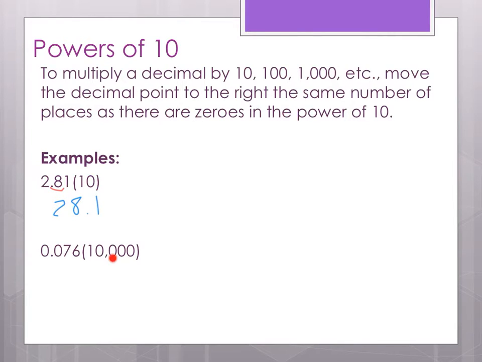Here I have 1, 2, 3, 4 decimal places, or 4 zeros in my power of 10. So I need to move my decimal 1, 2, 3, 4 places to the right. Now in that empty place, I have to put in a 0. So my final answer for this problem is going to be 760. Again, to reiterate, I had 0.076. I moved over 1, 2, 3, 4 places, and then I filled in the empty place with a 0.